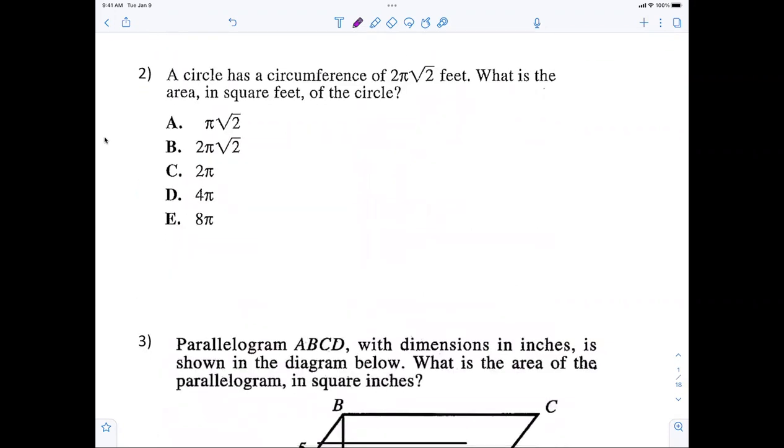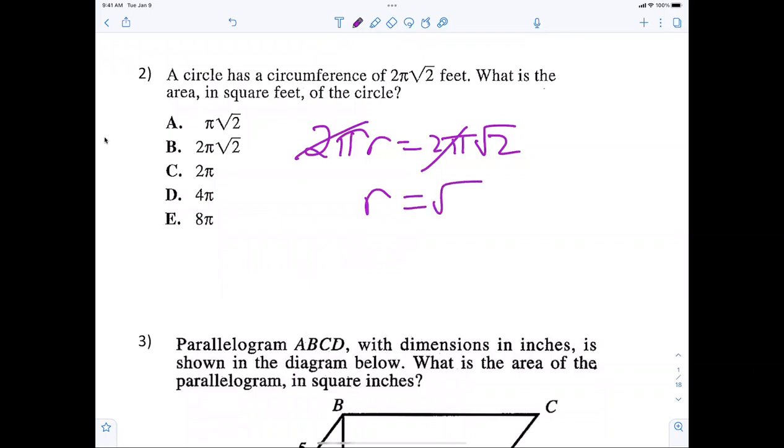A circle has a circumference of 2 pi radical 2. So 2 pi r is equal to 2 pi times the square root of 2. Does everybody agree with that? And divide by 2 pi. So the radius was equal to the square root of 2. And area of a circle is pi r squared. So square root of 2 squared is 2. 2 pi. All right, anybody have any questions on that?